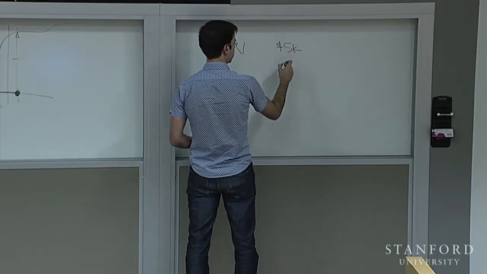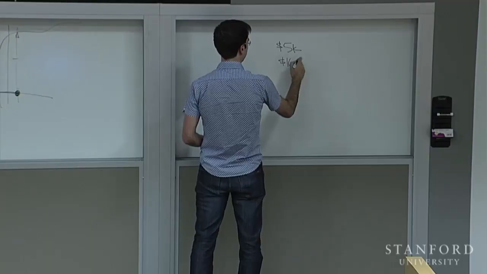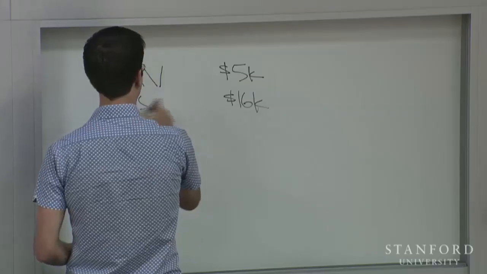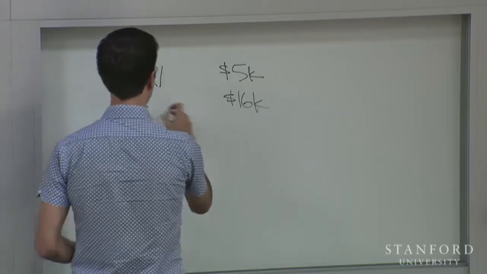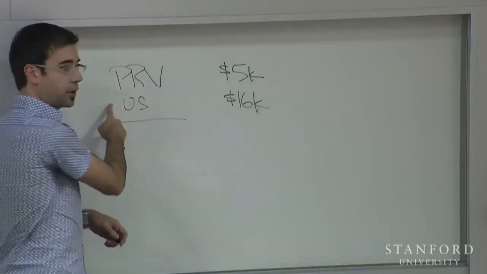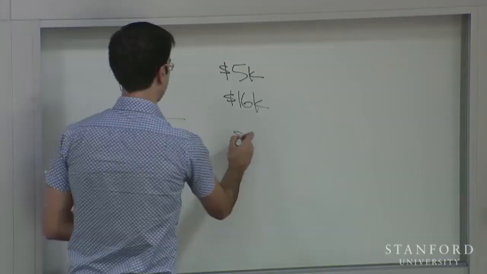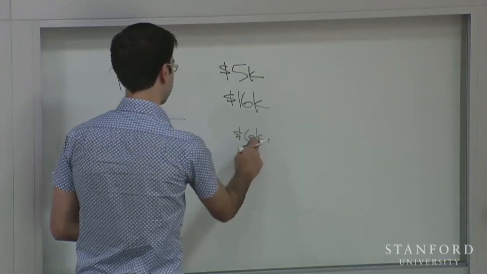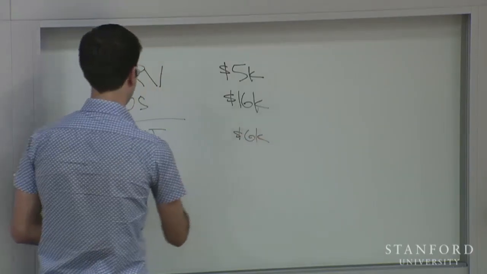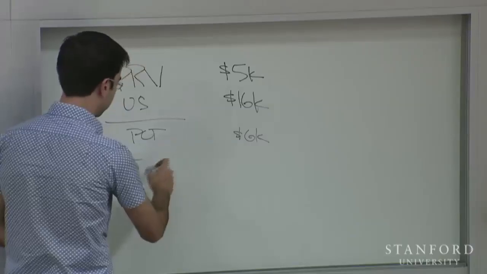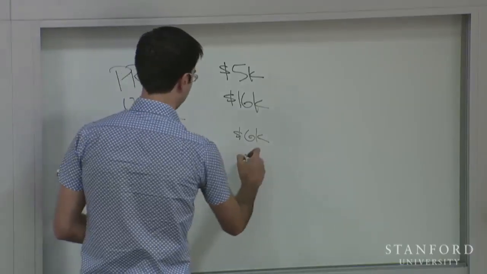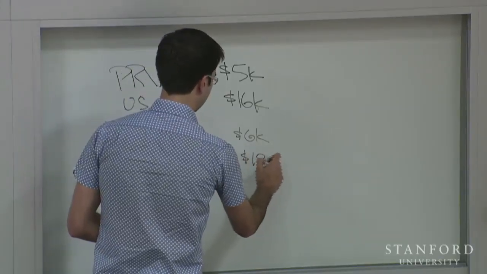Provisionals we charge $5,000 for. Full applications in the United States we charge $16,000, and if it's based off of this application, we charge $6,000 for a PCT, and I'll explain what that is in a second. And then if it's based off a PCT to go into Europe, I believe it's $18,000.